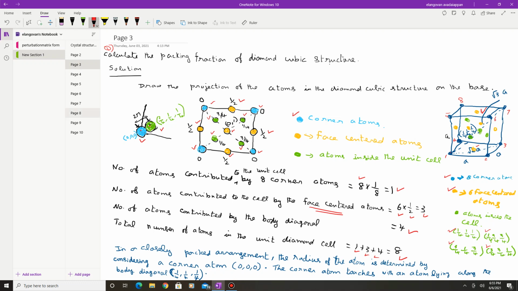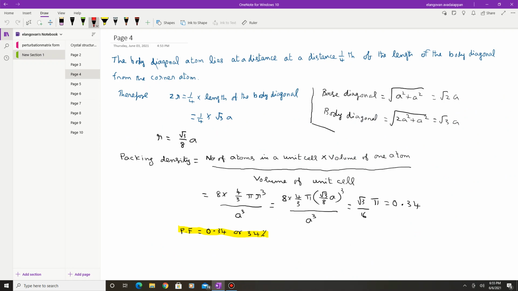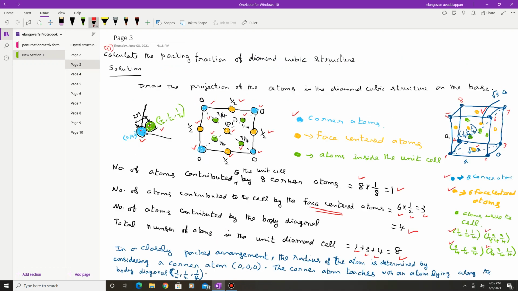So r is the radius, then 2r is the distance between the 2 atoms. But the 2 atoms lie on the body diagonal, and the length of the body diagonal is root 3 a, because this is a, this is a, and this is a. So body diagonal.